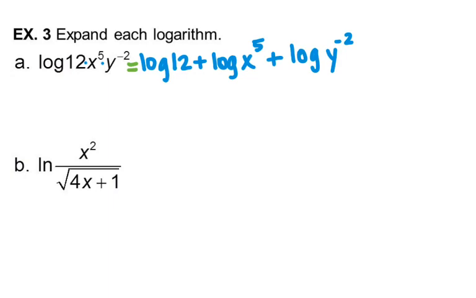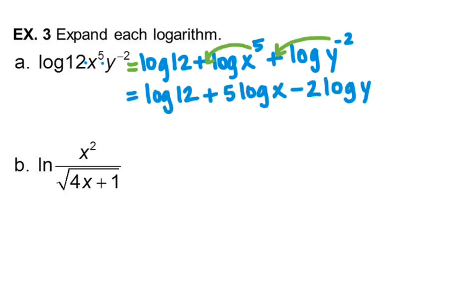Then I'm going to take my exponents and bring those down front. So log 12 plus 5 times log x minus 2 times log y. So I've expanded this as much as possible. There's nothing else I can do to that.